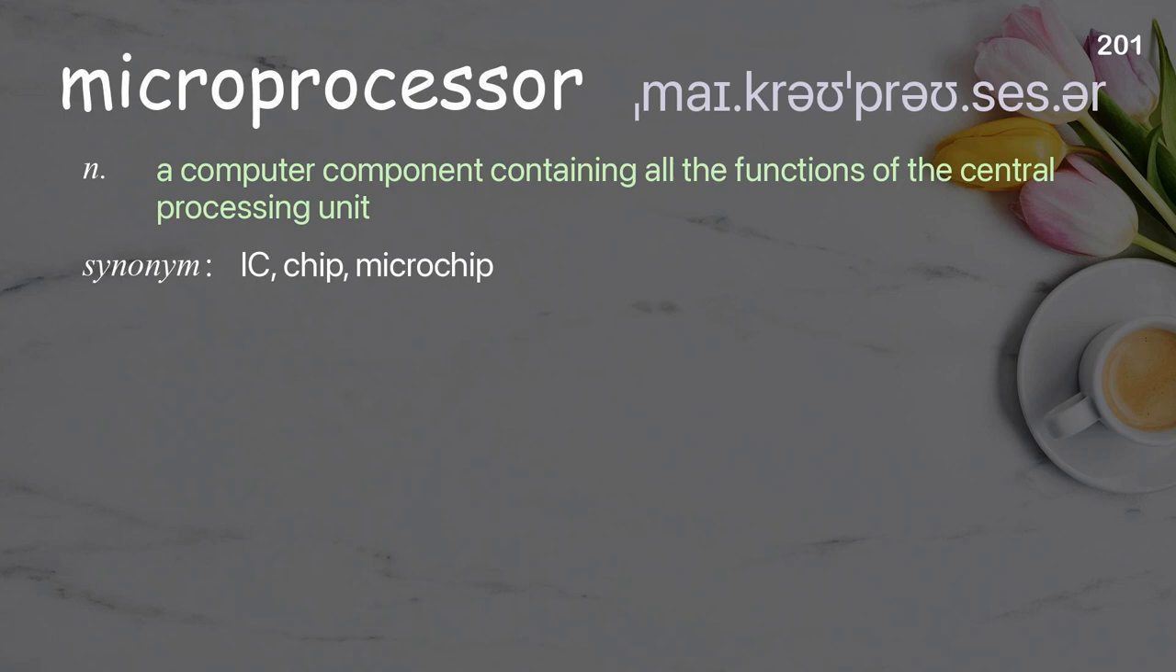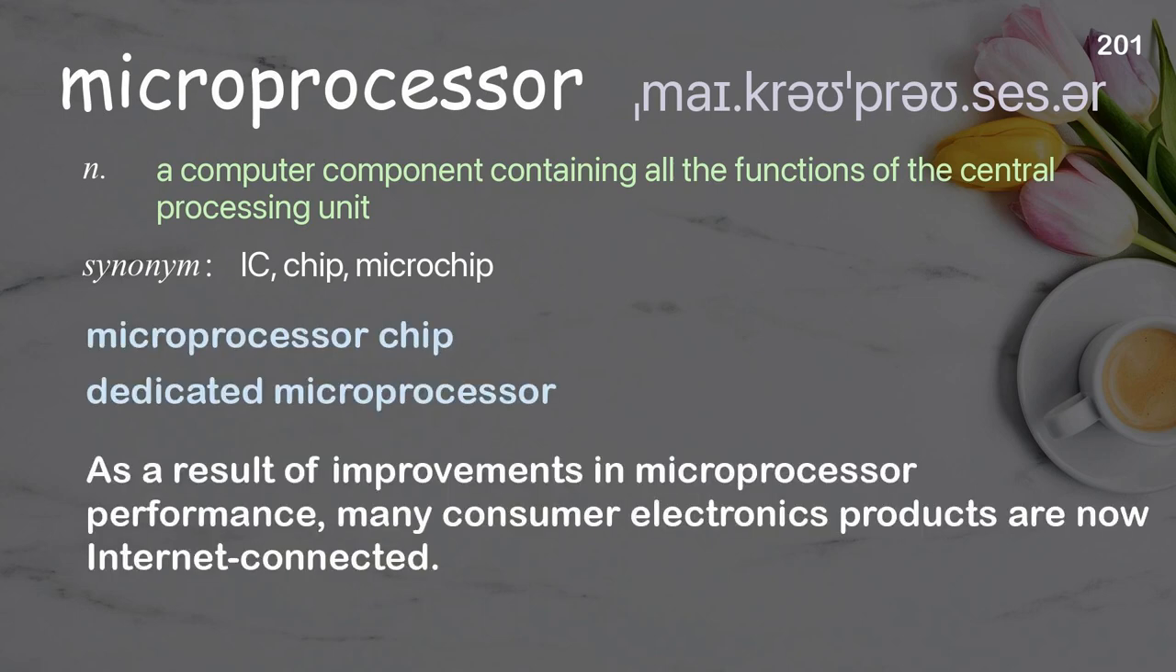Microprocessor. A computer component containing all the functions of the central processing unit. Examples: microprocessor chip, dedicated microprocessor. As a result of improvements in microprocessor performance, many consumer electronics products are now internet connected.